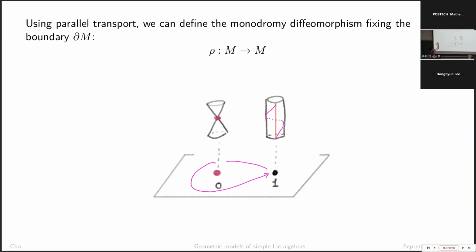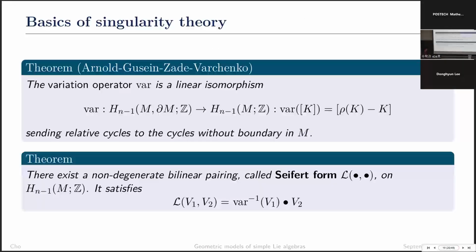But if you intersect an arc with a closed curve, then that's well defined, and those two are Poincaré dual. So instead of intersecting two closed curves, you can make one into an open arc and take the intersection. But it's well known that this variation operator is an isomorphism, so you don't lose any information when you take the variation inverse. And this pairing is called the Seifert form, and it's not degenerate. So this is a very good pairing.